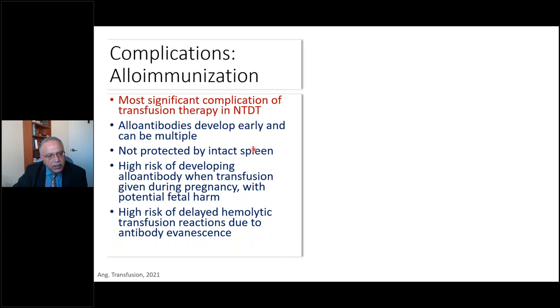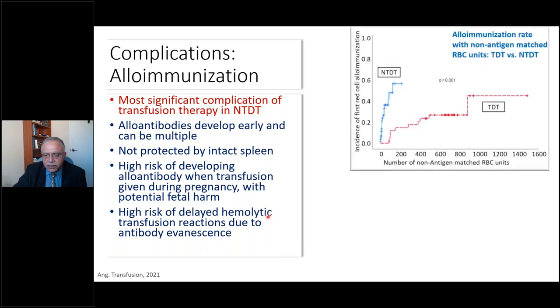So the second complication is that of alloimmunization, and I would think that this is the most significant complication of transfusion therapy in non-transfusion dependent thalassemias. The alloantibodies can develop very early and can be multiple, and they're not protected by having an intact spleen. Especially during pregnancy, the risk of developing antibodies is very high, and this can lead to potential fetal harm from hemolytic disease. And in thalassemia intermedia, there's also the added concern of delayed hemolytic transfusion reaction.